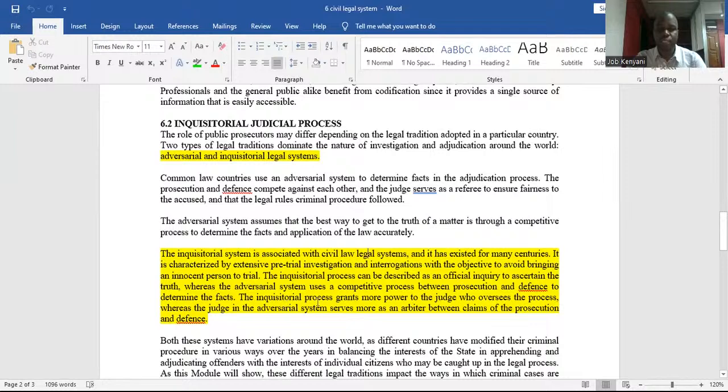The inquisitional process grants more power to the judge. So once the judge is able to see that the facts are according to what is provided for under the law, then he'll be able to make the ruling or the judgment. So the judge oversees the process, whereas the judge in the adversarial system serves more as an arbitrator or an arbiter between the claims of the prosecution and the defense.